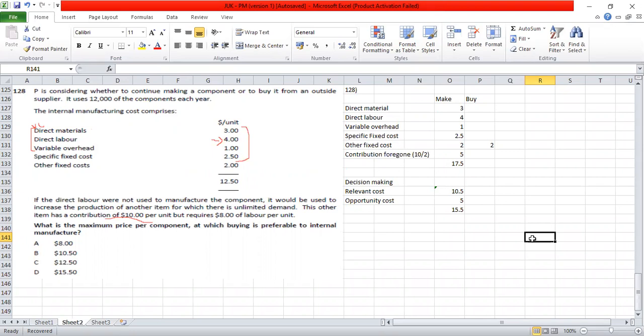So what is the maximum price per component at which buying is preferable? Maximum to the extent of 15.5. Anything 15.5 or less than 15.5 is suitable. I hope it is clear.